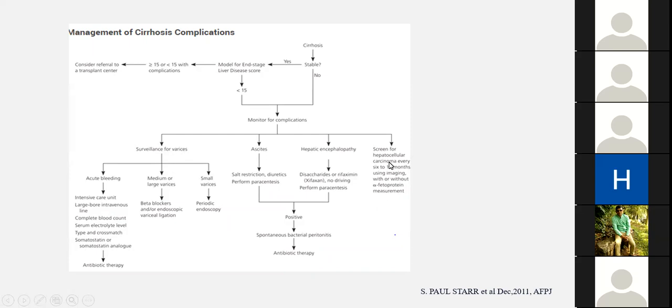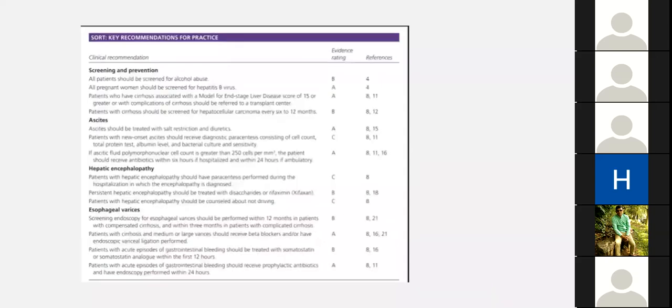And in all patients with cirrhosis, we have to screen for hepatocellular carcinoma every 6 to 12 months using imaging and blood parameters like alpha fetoprotein levels. The key recommendations for practice include screening and prevention: screen for alcohol abuse, and we should vaccinate all pregnant women. All pregnant women should be screened for hepatitis B virus. Ascites should be treated with salt restriction and diuretics. Patients with ascites should have paracentesis performed during hospitalization. Screening for esophageal varices should be performed within 12 months if the patient has compensated cirrhosis, and within 3 months in patients with complicated cirrhosis.